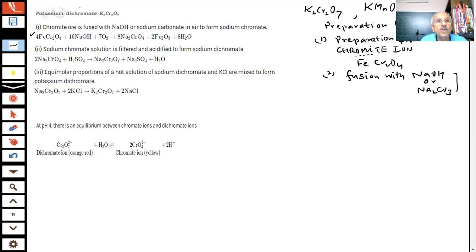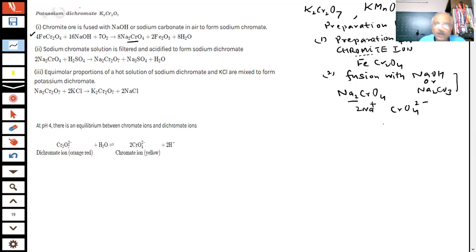This FeCr2O4 is our chromite ore, students. And what you are getting is Na2CrO4. What is Na2CrO4, students? If I see, this is the sodium ion and this is CrO4 2 minus. So you have the chromate ion, CrO4 2 minus, which is formed here.